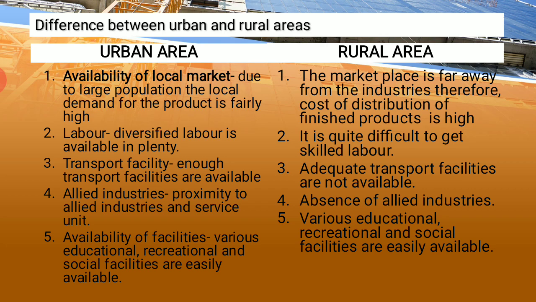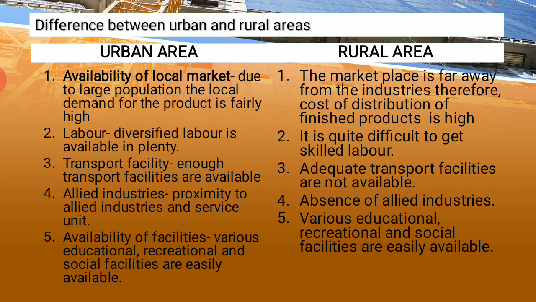Let's go to the fifth one, that is availability of facilities. We all know, as we live in an urban area, that there are various educational, recreational and social facilities that are available in the urban areas very easily. Whereas in the rural area, various educational, recreational and social facilities are not available. Right? There is a mistake there. It is not available easily there.